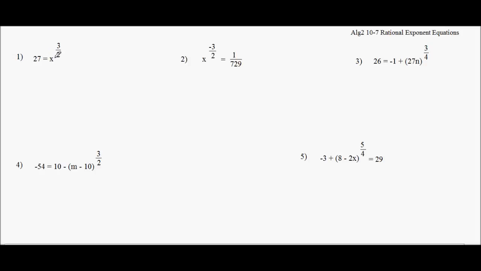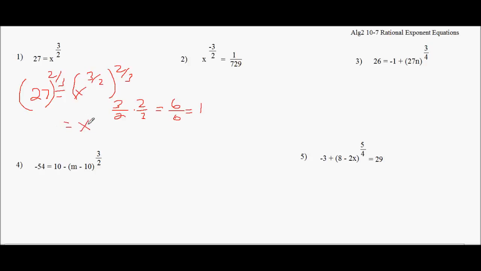So, what do you do on this? Basically, what you do is you take 27 equals x to the 3 halves, and then you do the reciprocal. You multiply 3/2 times 2/3, and you get 6/6, right? Which is 1. So you get x, which gives you what you want, because that's what algebra does. So this is basically the third root of 27 squared, right?